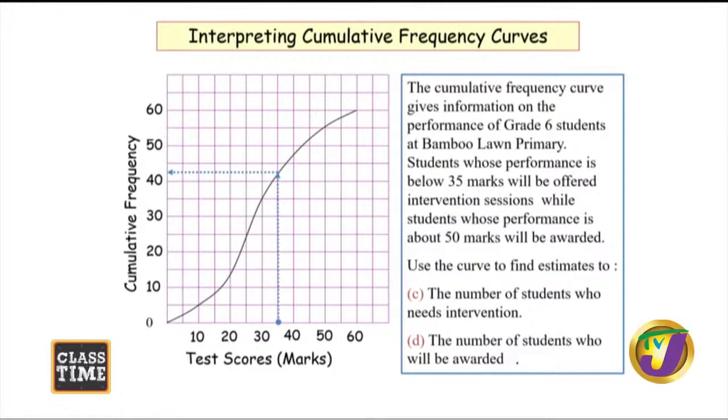Now, let us see how many students would actually be awarded. So again, we find 50 because the mark, those who get 50 or maybe above would be awarded. So we find 50 on our horizontal axis, up to our curve, and out. Tell me what is happening here now. 55 students. I'm sure, 55 students. Tell me I'm right.